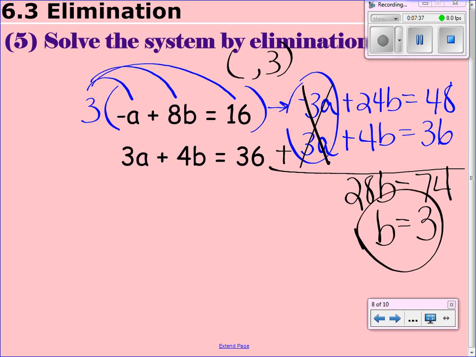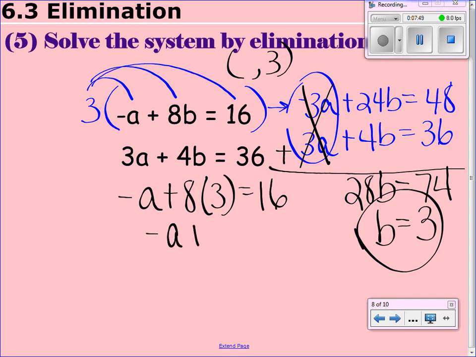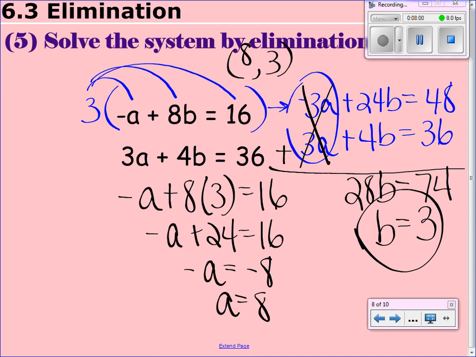So now I'm just going to take this 3 and plug it into one of my original equations. I'm just going to plug it into the first one, but you can plug it into any one that you want. Let's see what we get. -a plus 24 equals 16. -a equals -8, so a equals a +8. So my ordered pair is 8, 3, and that is my solution to this system.